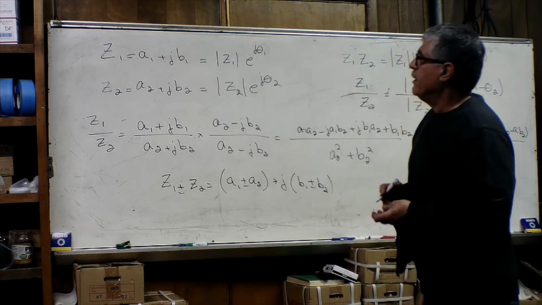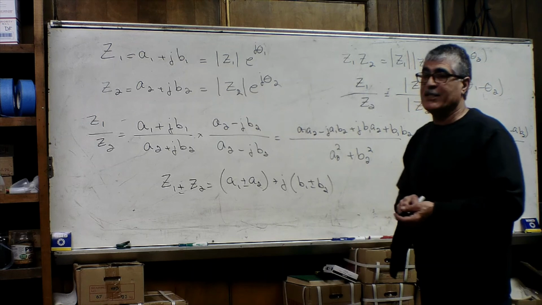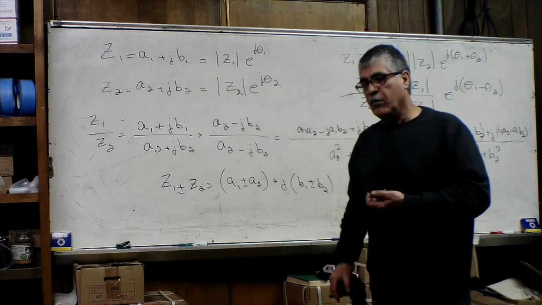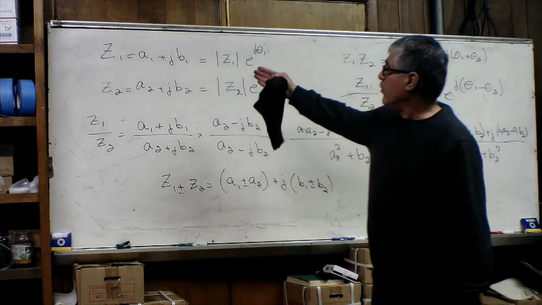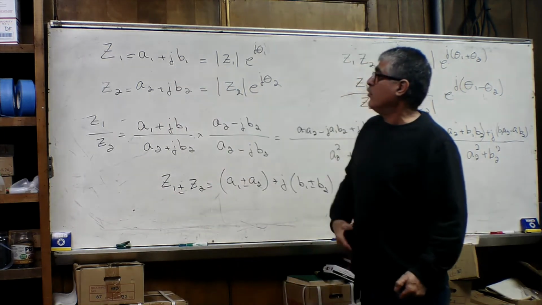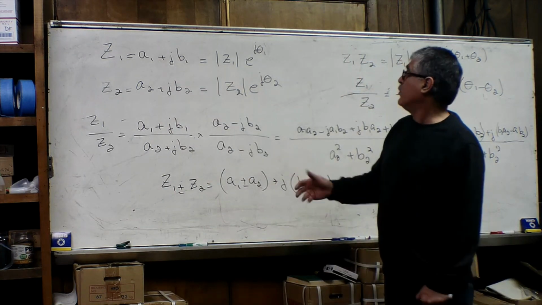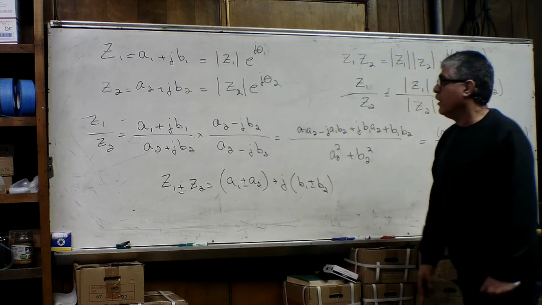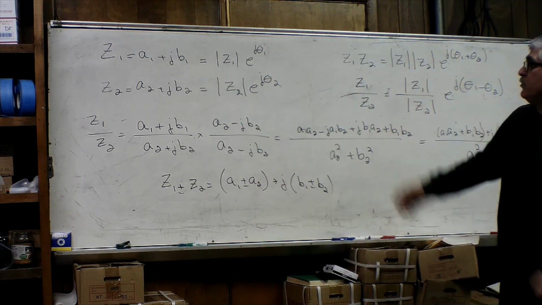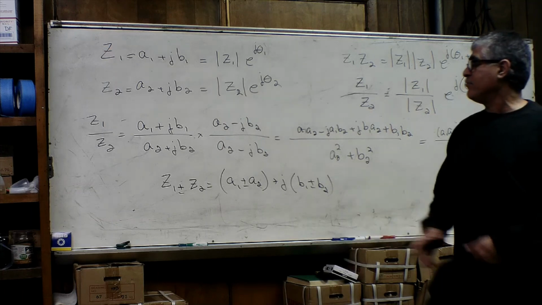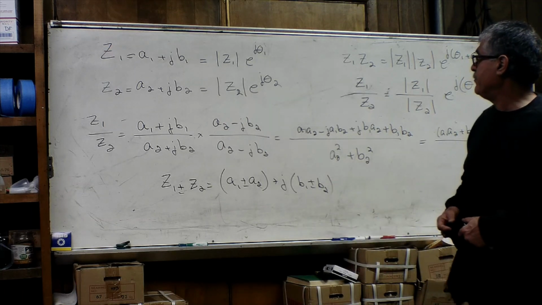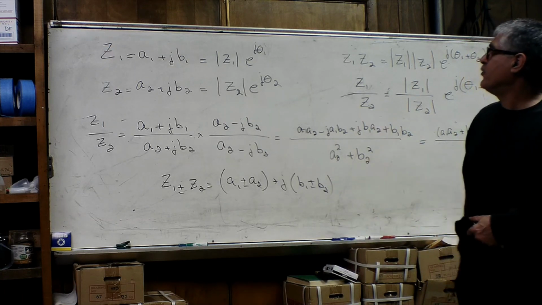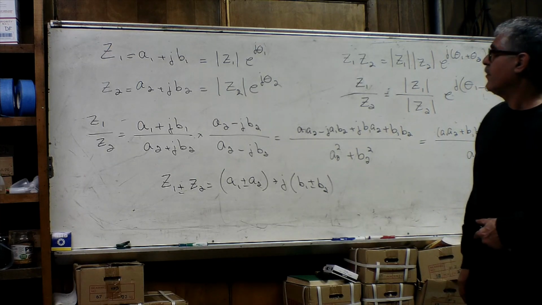So the best for addition and subtraction of complex numbers is the rectangular form, and the best for division and multiplication is the exponential. This you will use all the time in research.